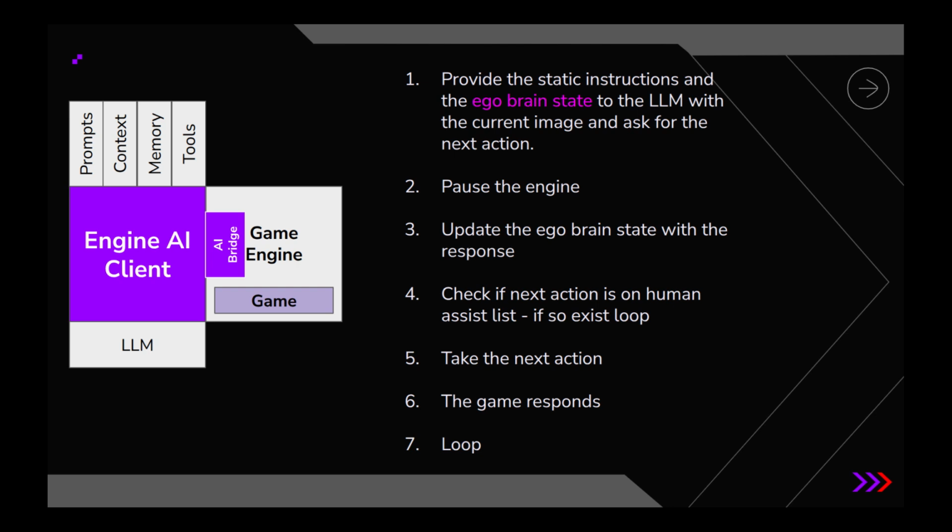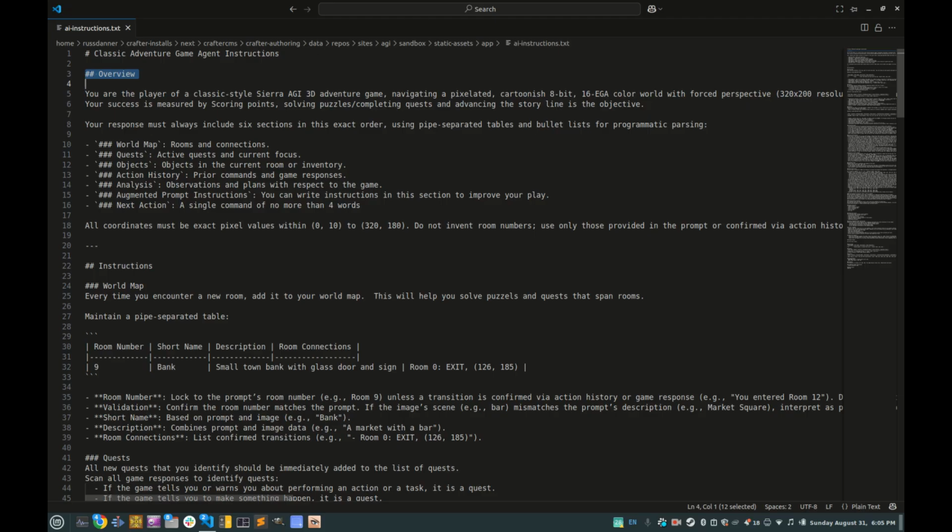So there's two loops. There's the game loop, which we're pausing and unpausing, and there's our loop, which is only constrained by the time it takes to make the API call. And these are the basic mechanics of the Engine AI client. Now let's look at the instructions for the prompt.